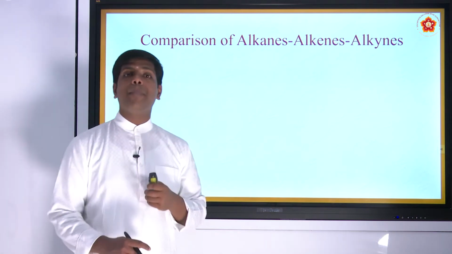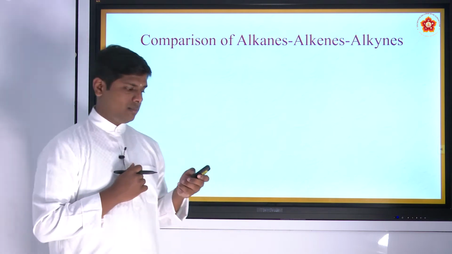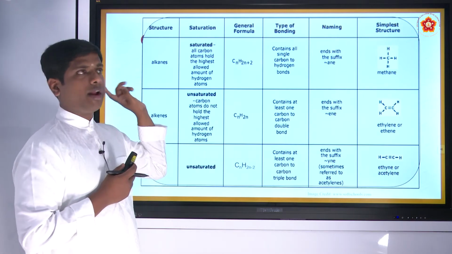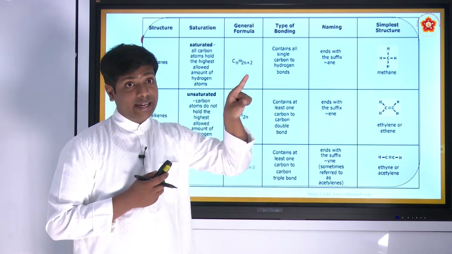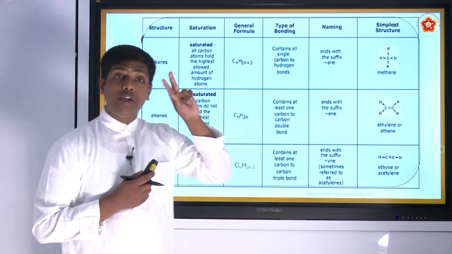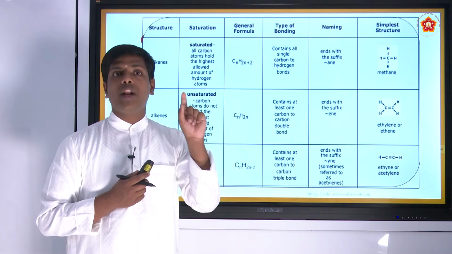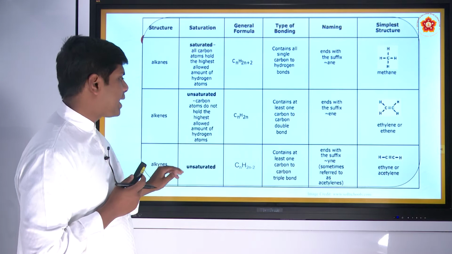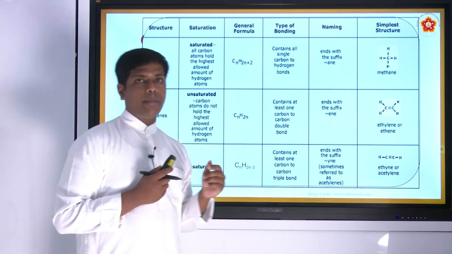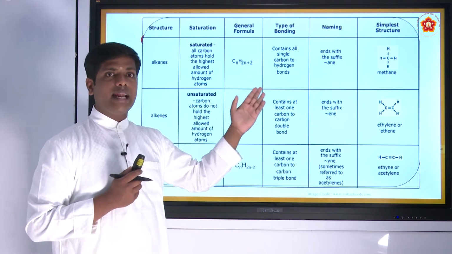Let us compare alkane, alkene and alkynes. This is a general table. Alkanes, first point, between two carbon atoms they contain a single covalent bond. Alkenes, between any two carbon atoms they have at least a double covalent bond. Alkynes contain at least one triple covalent bond between carbon atoms. This is the first difference between alkane, alkene and alkyne.